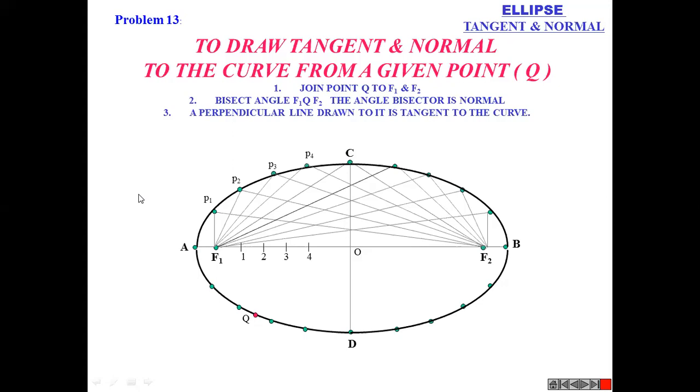Okay, so from that point we join the two focuses. Fine, both the focuses are joined and that angle is bisected. Now that bisector is automatically the normal of the ellipse at that point. It becomes the normal.